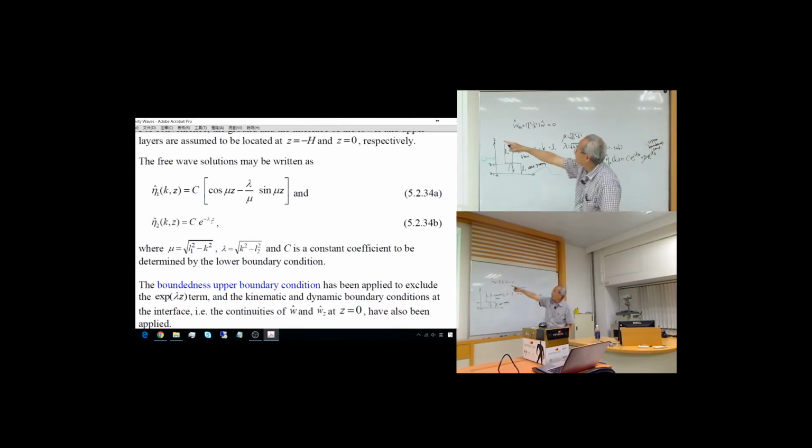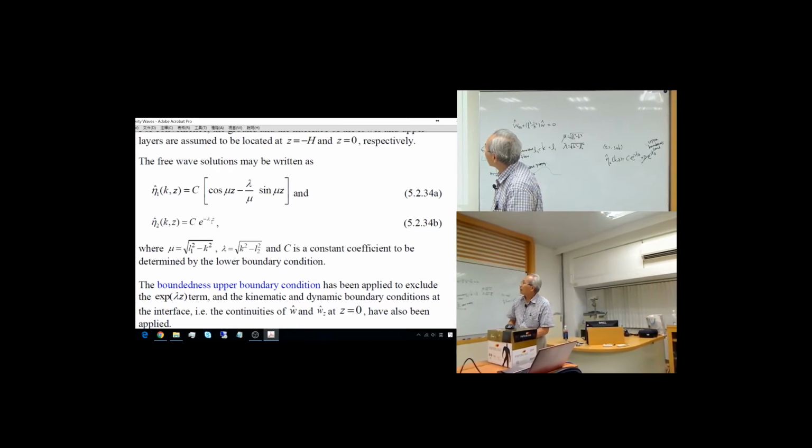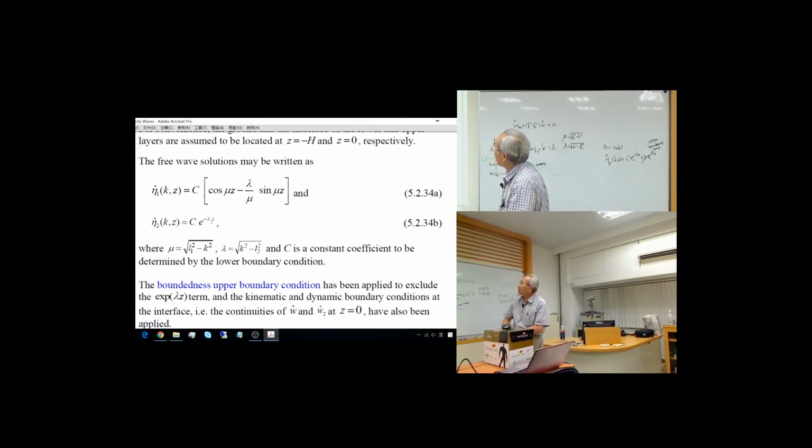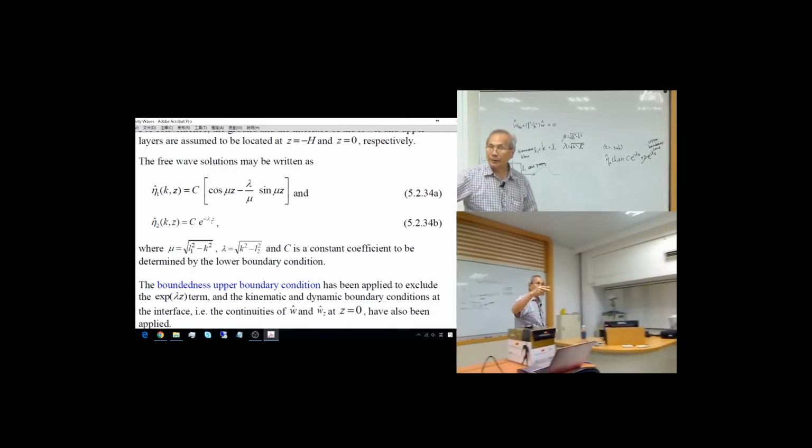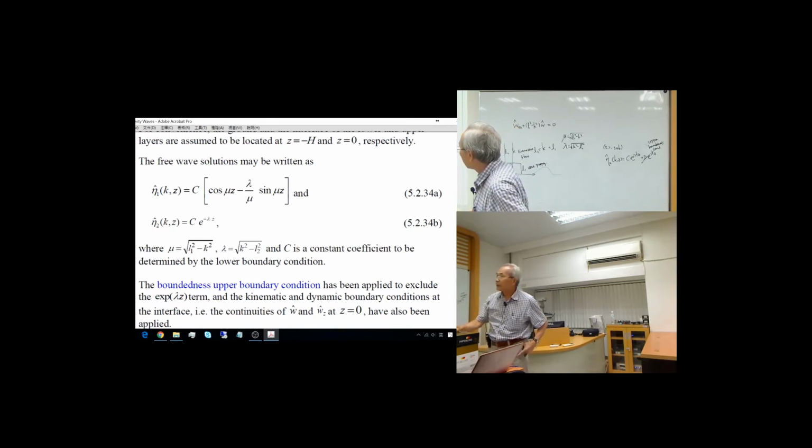And then the lower boundary, we can solve it. So C is going to be determined by what? The coefficient C here. Remember this is a partial differential equation, and that C will be determined by the lower boundary condition here. It says here, nobody read it.